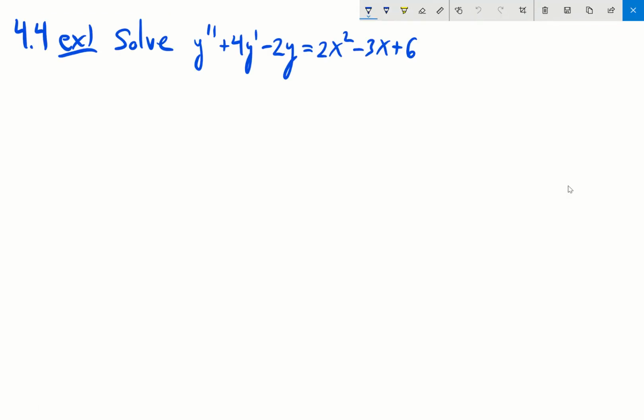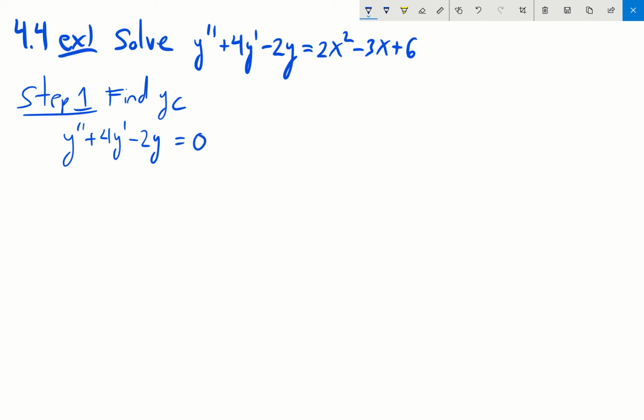In example 1, we want to solve the differential equation y double prime plus 4y prime minus 2y equals 2x squared minus 3x plus 6. Okay, so let's go ahead and do this together. Step 1 is we want to find the complementary solution. We're looking for y sub c. If you remember, this is found by solving the associated homogeneous differential equation y double prime plus 4y prime minus 2y equals 0.